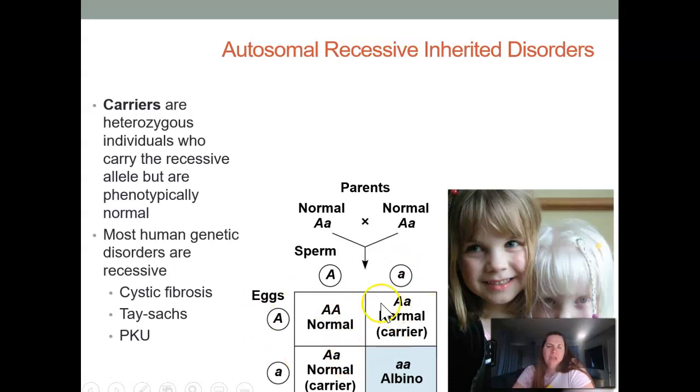Again, remember, if you haven't done the chapter 10 lab yet, we do these Punnett squares. We do lots and lots of examples of these Punnett squares, so you'll get some practice doing these in that lab.